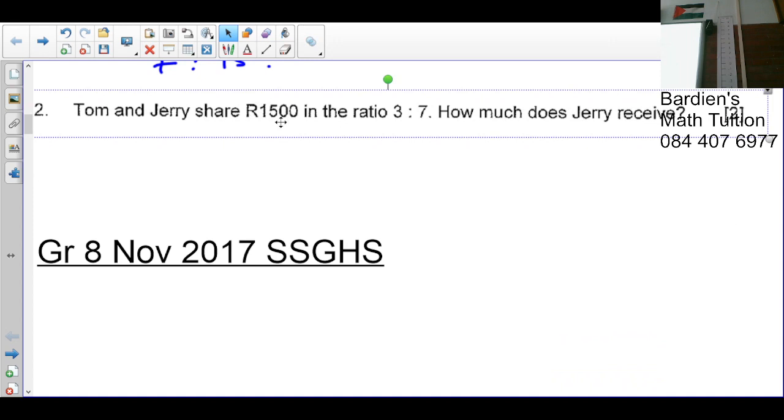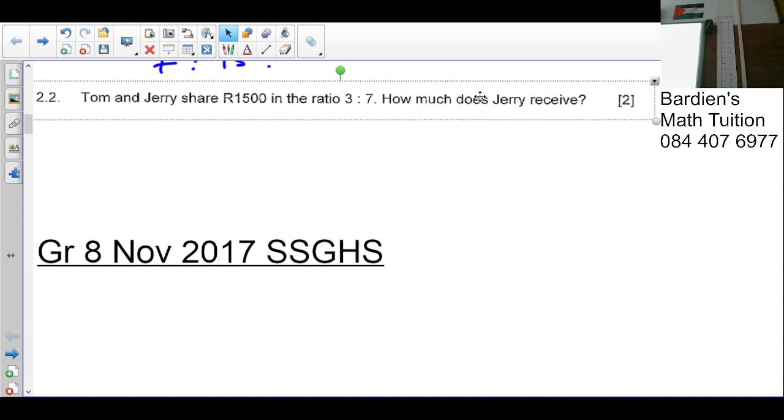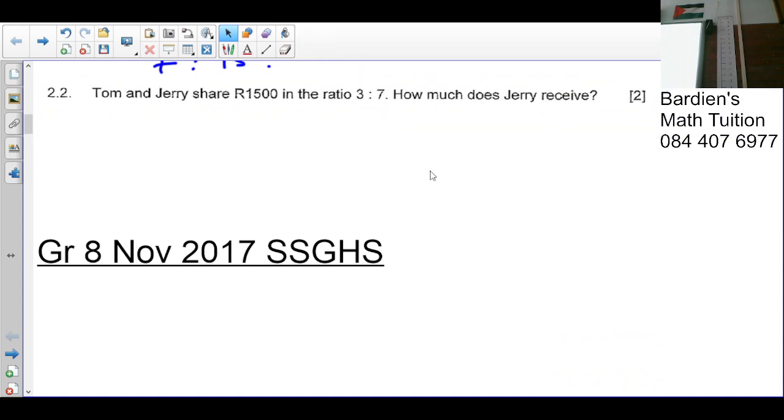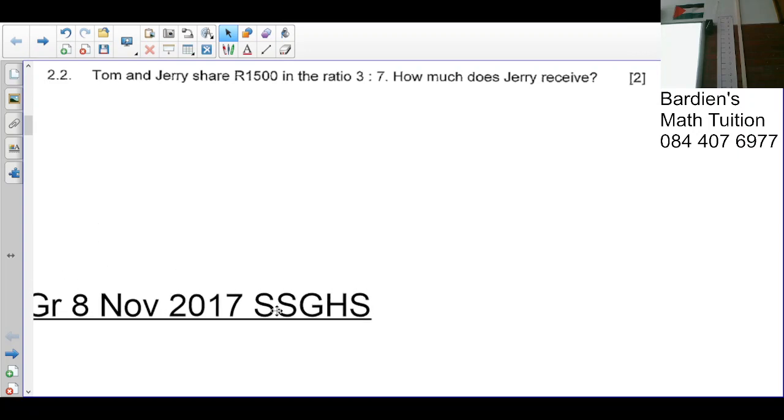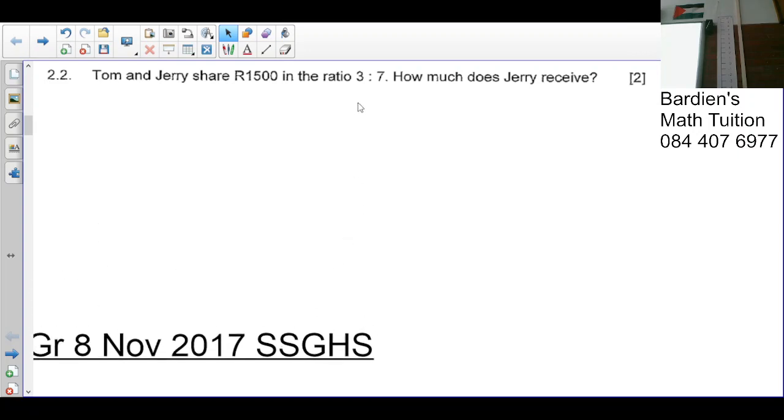So again, we have Tom and Jerry. You guys know Tom and Jerry? Yes. Right. Share 1,500 in the ratio 3:7. Okay. How much does Jerry receive?